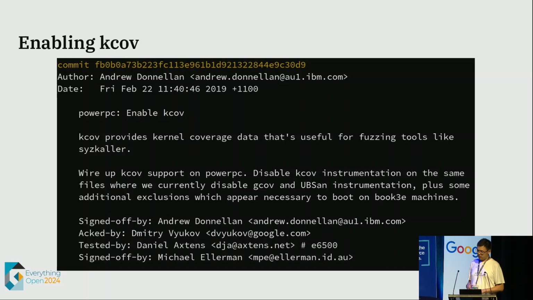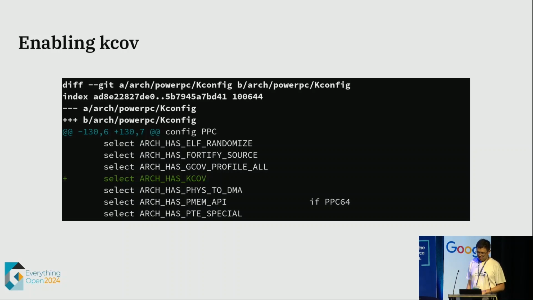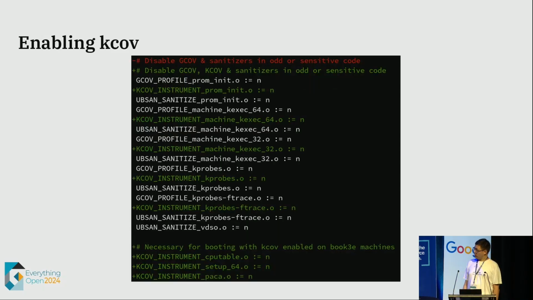When we started working on this, we didn't have kcov support enabled on PowerPC, so that was the first thing that we needed to figure out. We went to arch/powerpc/Kconfig and added the line select ARCH_HAS_KCOV, and that was in fact most of the work done, thanks to other people, but not all of it.